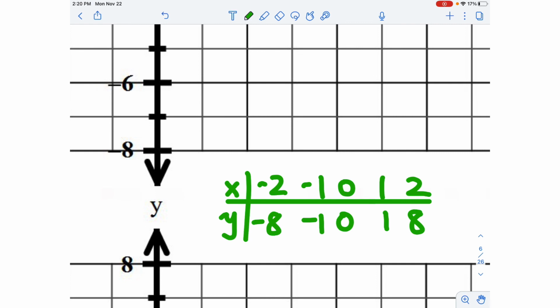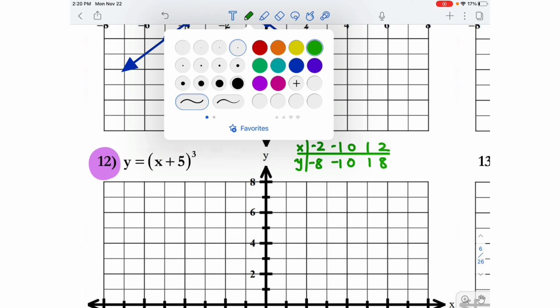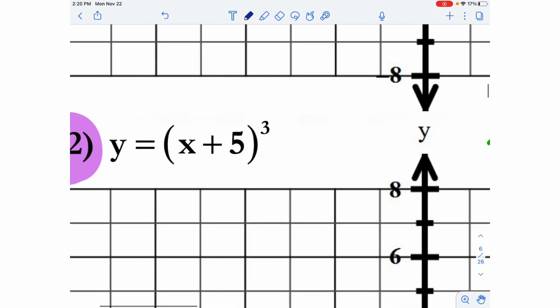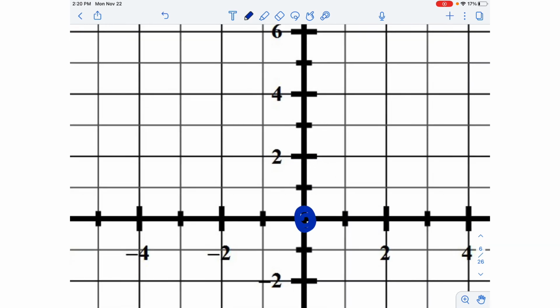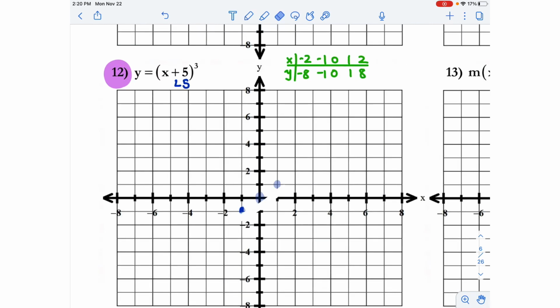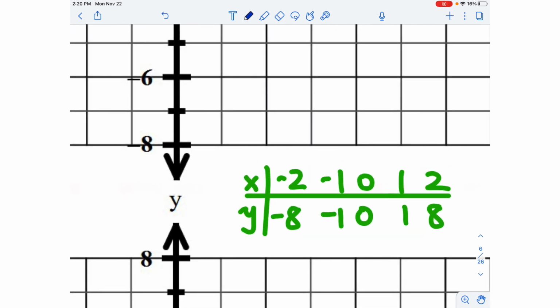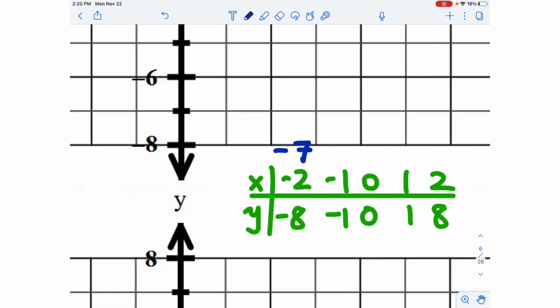Okay. All right, so those are the original points, but we're going to take all of these points and move them left 5. So I could physically just picture the original graph and then take that and move it left 5, or I could take all my x values and move them left 5. So if I take -2 and move that left 5, it's going to move to -7. I'm really just subtracting 5. That would move to -6. 0 minus 5 is -5. 1 minus 5 is negative 4, and 2 minus 5 is negative 3.